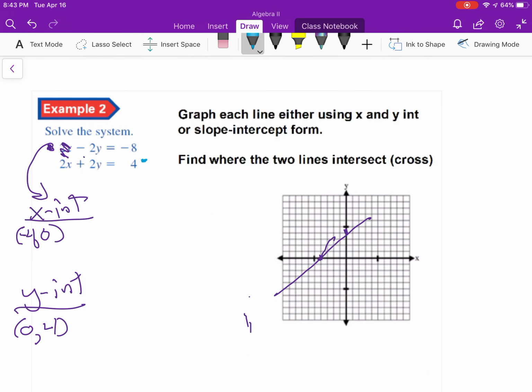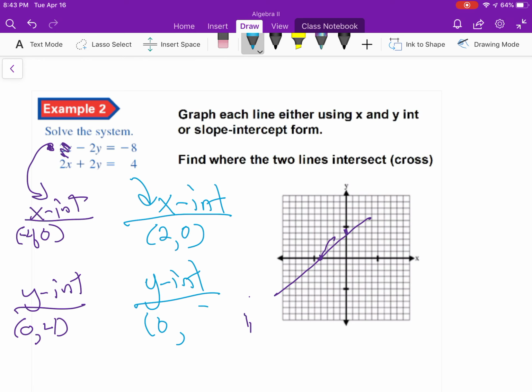Okay, here I'll do the second one in blue. Same thing, it's in standard form. To find the x-intercept, put 0 in for y, so that term goes away. So 2x equals 4, divide by 2, and I get 2. To find the y-intercept, put 0 in for x, so now the x goes away, divide by 2 and get 2. So I'll plot a 2 on the x-axis and a 2 on the y-axis, and I'm going to see where they meet.